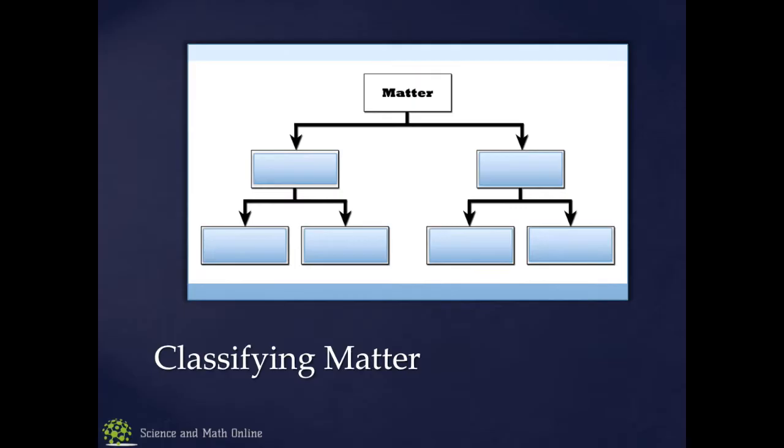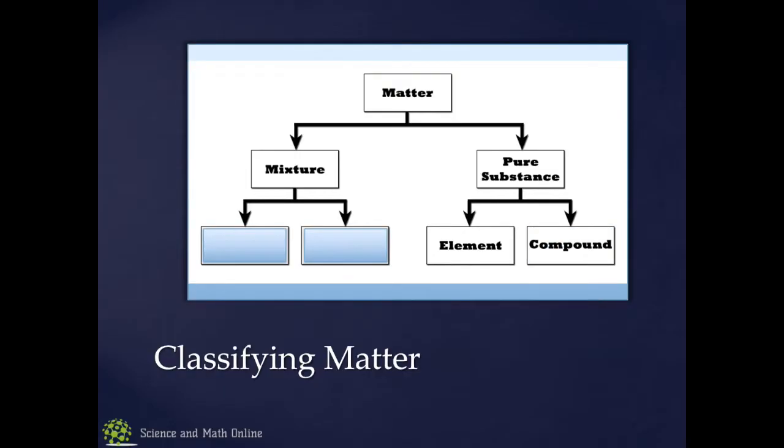So when we look at matter, we can describe it in two categories, what we call a pure substance or a mixture. Now, a pure substance means I have one thing and one thing only, and a mixture would be two or more things mixed together. Pure substances can then be divided into elements and compounds.